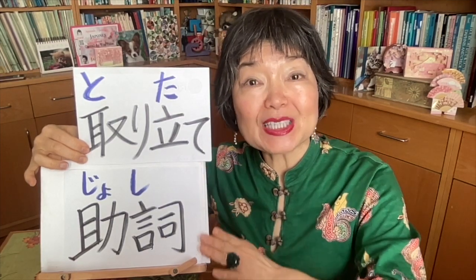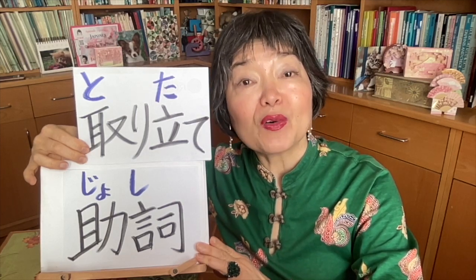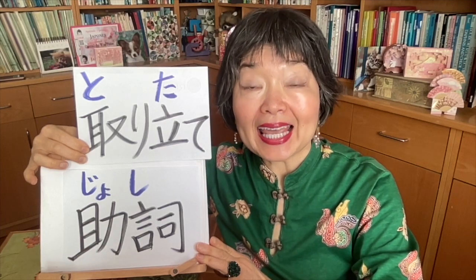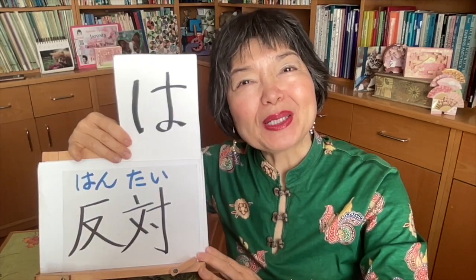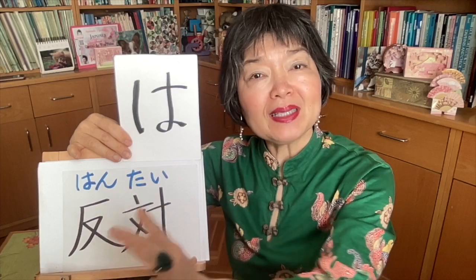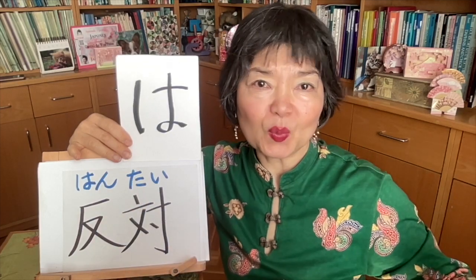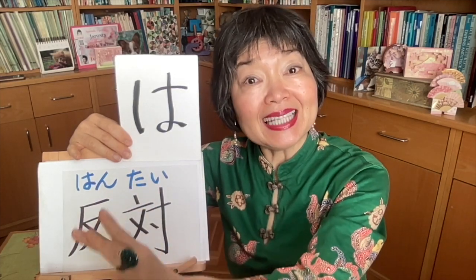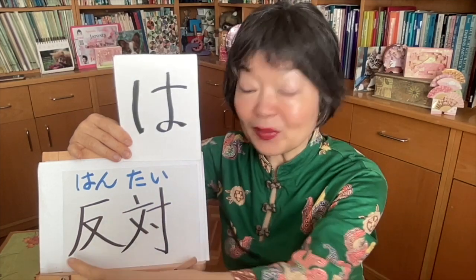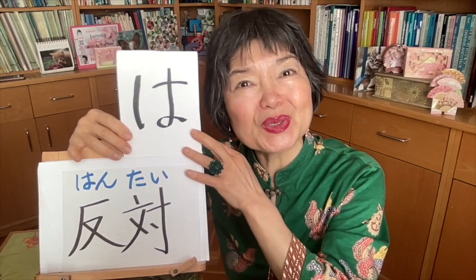Actually, I already explained this toritate joshi, focus particle, in my grammar videos number 41 and 82 in the JLPT N5 grammar series. But today we're going to use it in the case of hantai, the opposite. It means, well, I want this, but this I don't want. Or I do this, but I don't do that. So this is kind of opposite. In this case, we're going to use wa.